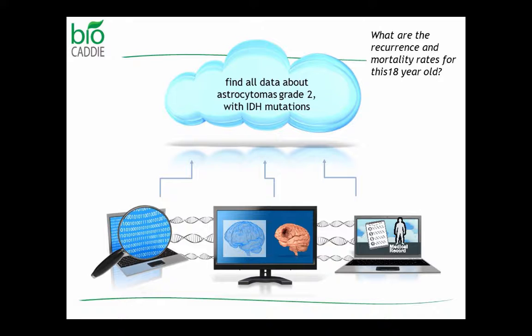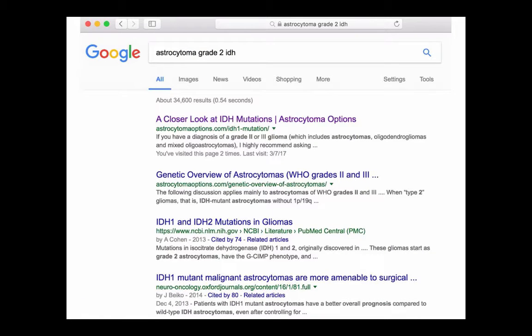I presented this a long time ago, and it's one of the use cases: find all data about astrocytomas grade 2 with IDH mutations, because of a case that I was very interested in at the time, and still am. What are the recurrence and mortality rates for this particular case? You want to find different sources, including imaging, genomics, and medical records. Like I said, if you go to Google, you still don't find what you want. You don't find the data. You find some blogs, some articles, some other things, but you do not find the data. So there's no tab for data on top because it's not that simple.